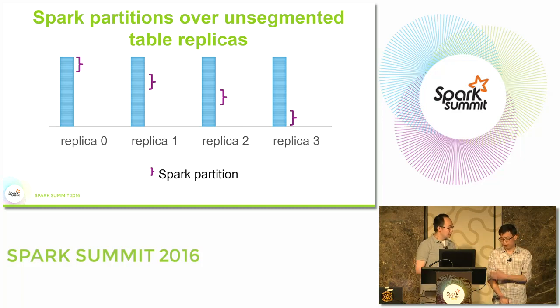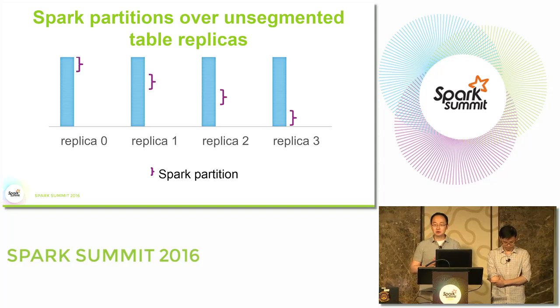We also support Spark partitions over unsegmented table replicas. In this case, for an unsegmented Vertica table, the data are replicated onto multiple Vertica nodes. And in this case, the connector will generate synthetic Spark partitions. Each partition will only retrieve one subrange of the data. In this case, the data are replicated four times, from replica 0 to replica 3, and 4 Spark partitions are defined. Each one only retrieves one subrange of the data from one of the replicas.